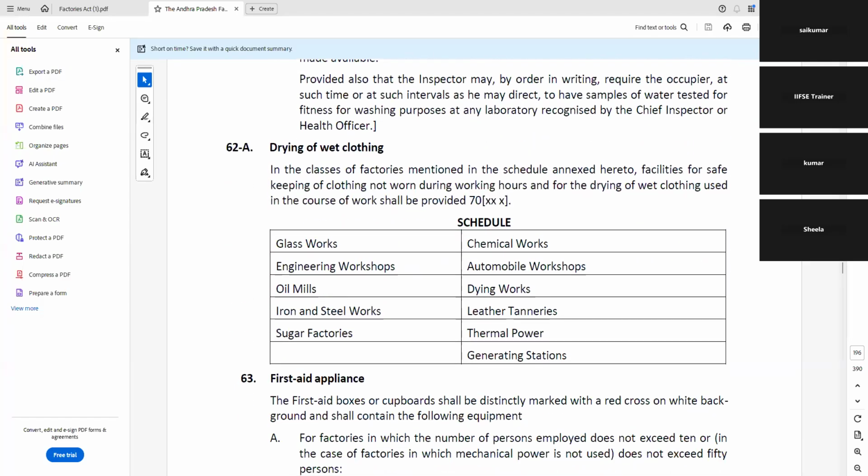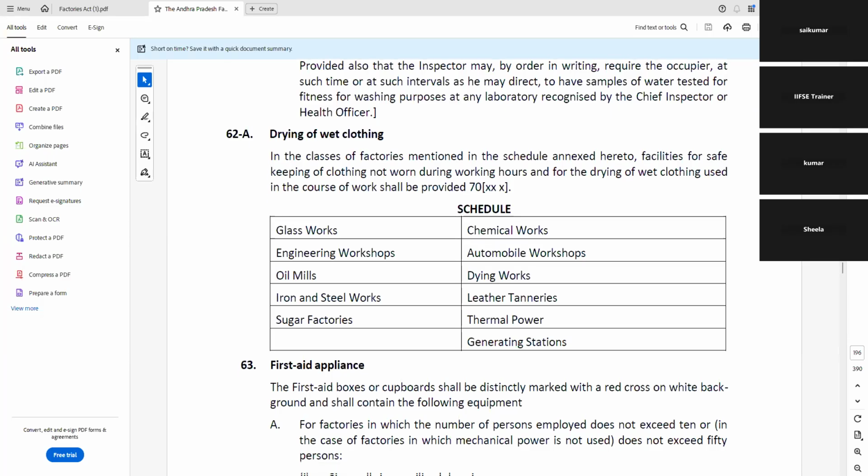Okay. So with respect to drying wet clothes, these are the list of industries where it is required. The clauses of the factories mentioned in the schedule annexed here are for facilities for the safekeeping of clothing not worn during working hours and for the drying of wet clothes used in the course of work. So for these kinds of industries, we need to provide this drying of wet clothes facility.